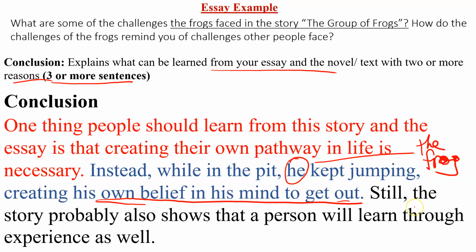And then my last sentence says, still, the story probably also shows that a person will learn through experience as well.